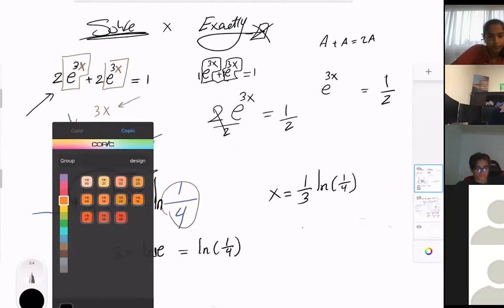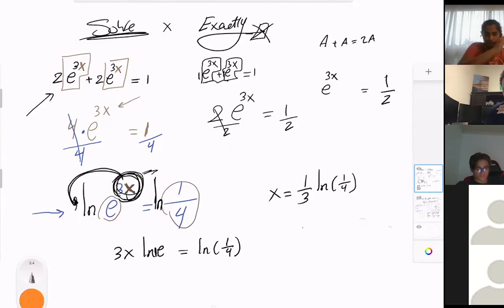Now I take ln. Are you following me? So now the exponent comes here. We get 3x ln of e equal to ln of 0.5. Instead of 1/2, I put 0.5. ln of e is 1. Then x will be 1/3 ln of 0.5, or ln of 0.5 divided by 3. If they said exact, you leave it like this.